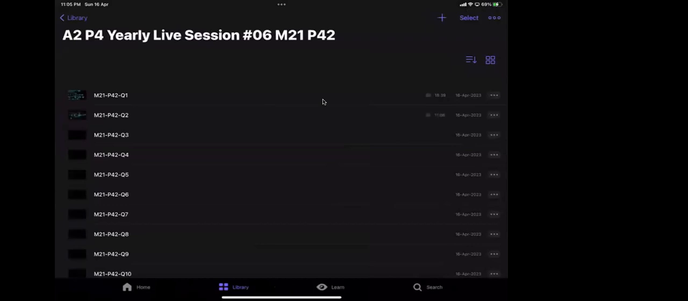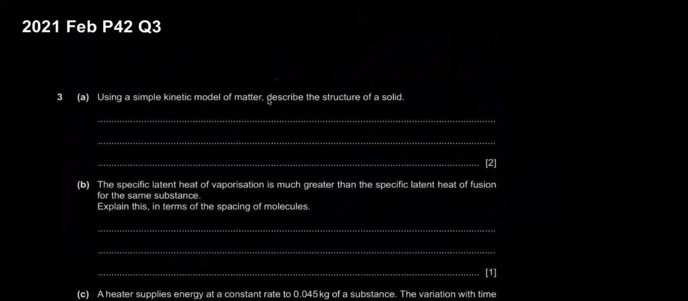Now let's go on to question three. Part A says, using a simple kinetic model of matter, describe the structure of a solid. So how do we describe the structure of a solid?